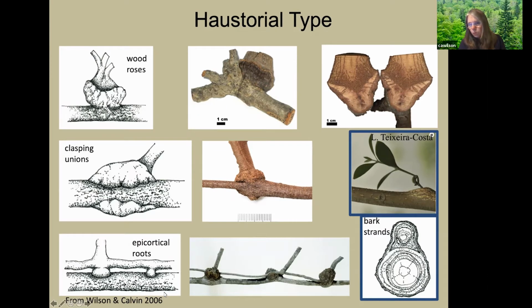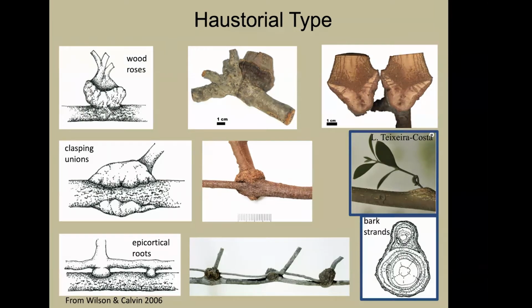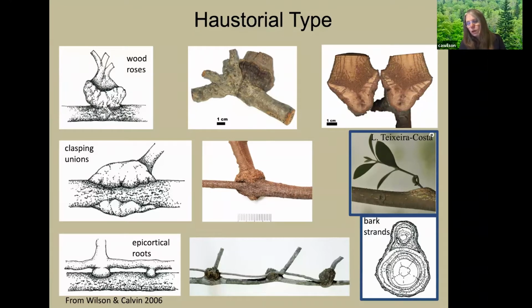And you can see both drawings of these, and then you can see some living examples of these. In the bottom right are bark strands, and that is the type of haustorium that is found in the Viscaceae. So it is the one that is found in the dwarf mistletoes, or your Arceuthobium. And it's also the most common type. If you look at all mistletoes, the bark strands are the most common type of haustorium.